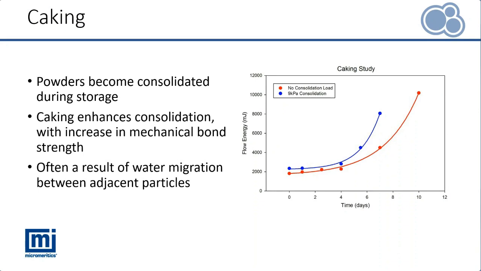An example you can see of this on the right hand side of this slide is a graph where we can see the flow energy of a powder increasing over the number of days as caking is occurring, so there is more resistance to flow. And we see that if we add just a 9 kilopascal pressure, a 9 kilopascal consolidation, that flow energy rise occurs at an earlier time, from about the 5th or 6th day onwards, as opposed to the 6th or 7th day without any load.